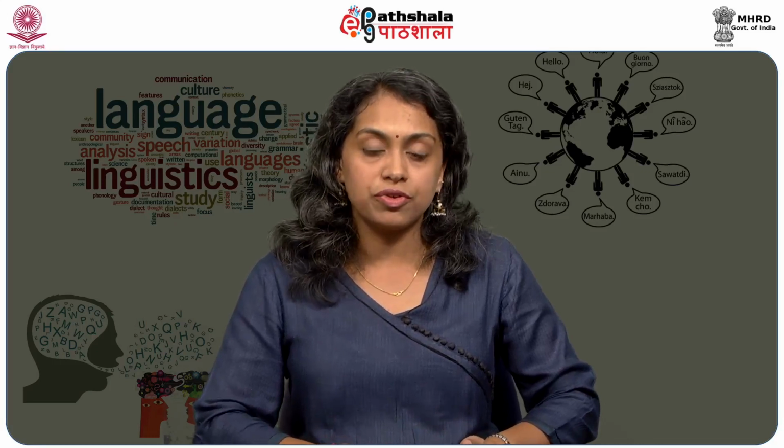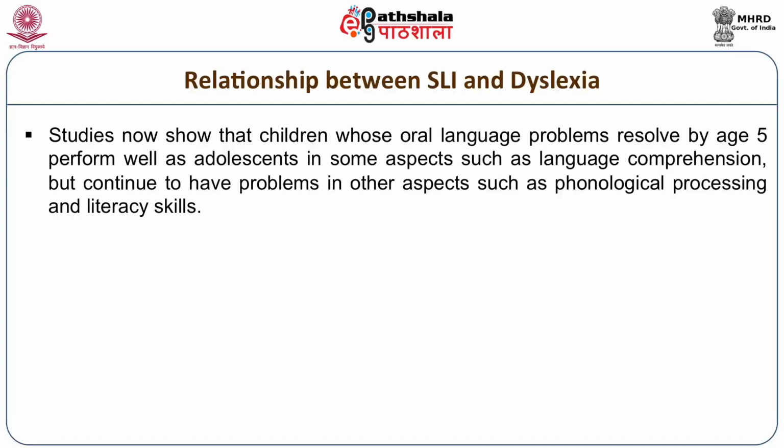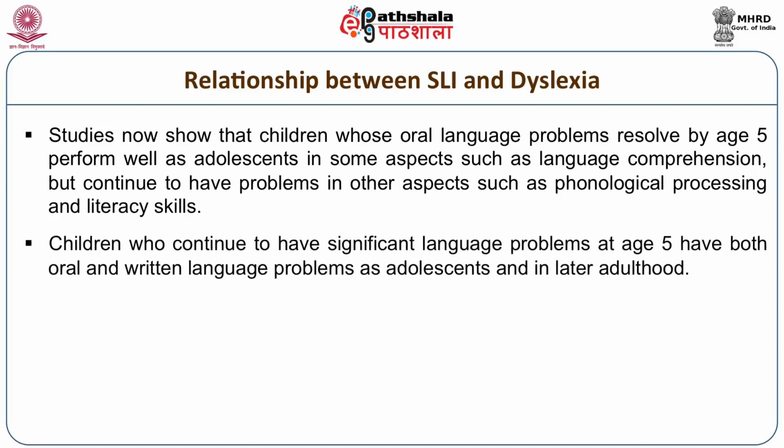Very often, normal children also are late talkers. So, does that mean that they are at risk for SLI as well? This is not the case, and we need to exercise a little caution here. If the oral language problems of a child resolve by the time he is 5, these children will perform well as adolescents in some aspects of language, such as comprehension, but they may still have problems in other aspects. However, if their problems continue after they are 5, then they are likely to show problems in both oral and written language, and these will continue into adolescence and adulthood.